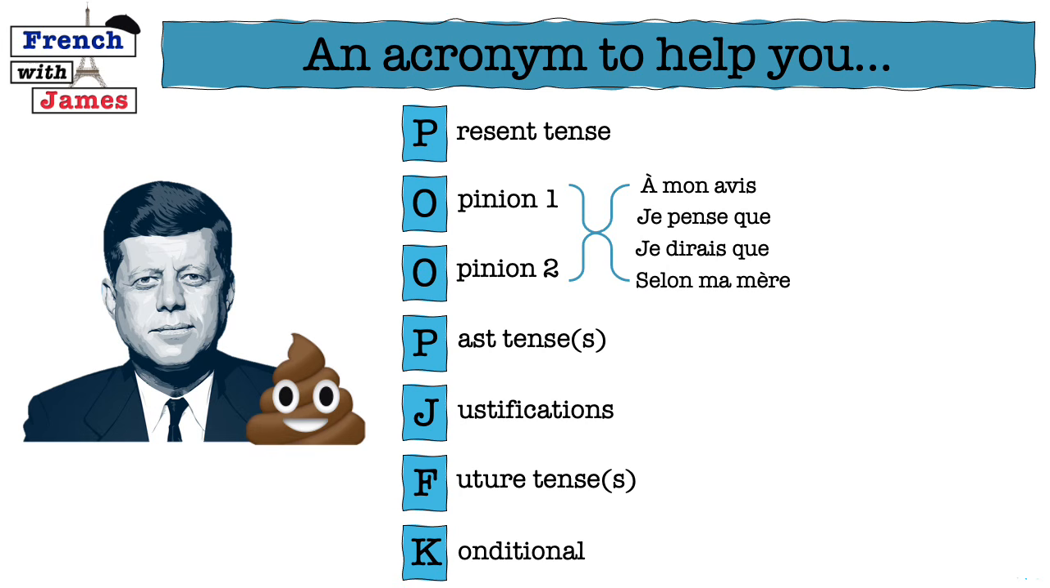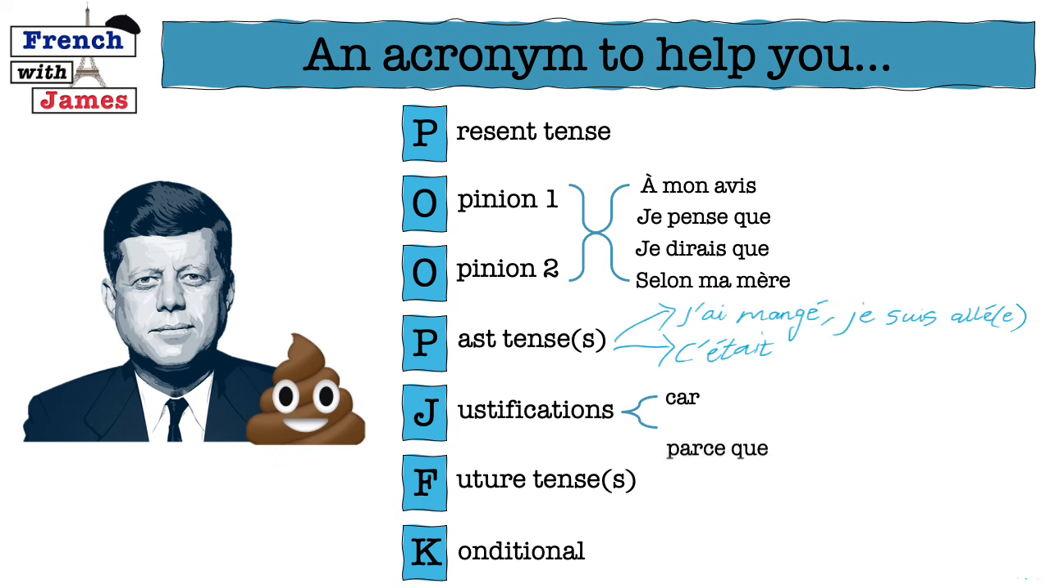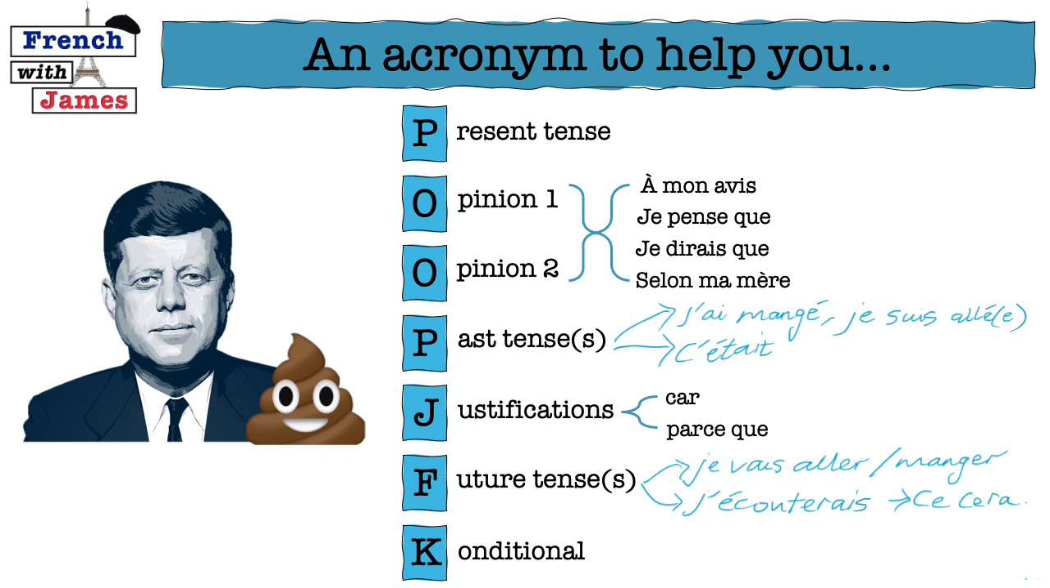remembering to use a range of opinion phrases, not just repeating the same one over and over, to show that you've got a good, broad range and variety of language at your disposal. Using your past tenses like the passé composé, the imperfect, making sure you justify with car, parce que, and again try and use both of those, because if you just use parce que every time, it's not showing the examiner that you've got such a broad range of vocabulary. Using your future tenses, the simple future or the near future, and then finally making sure you throw in a conditional, which could just be using je voudrais with an infinitive, or using je dirais que or ce serait, it would be.